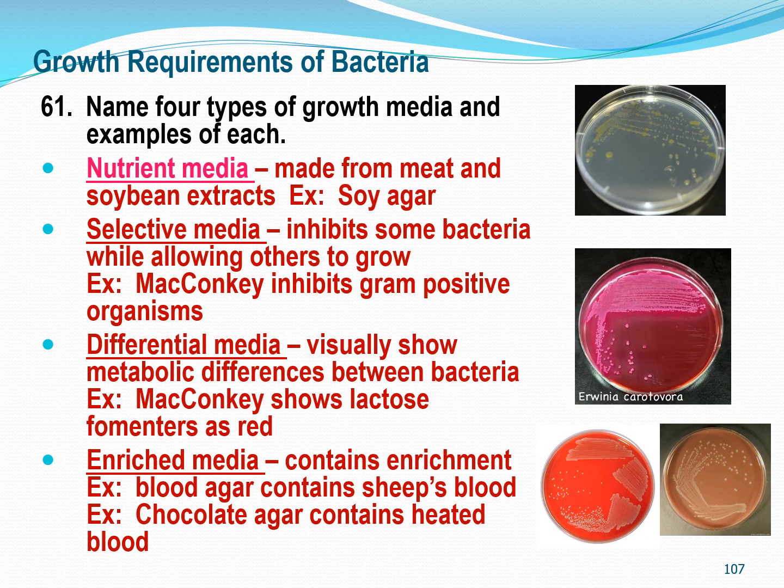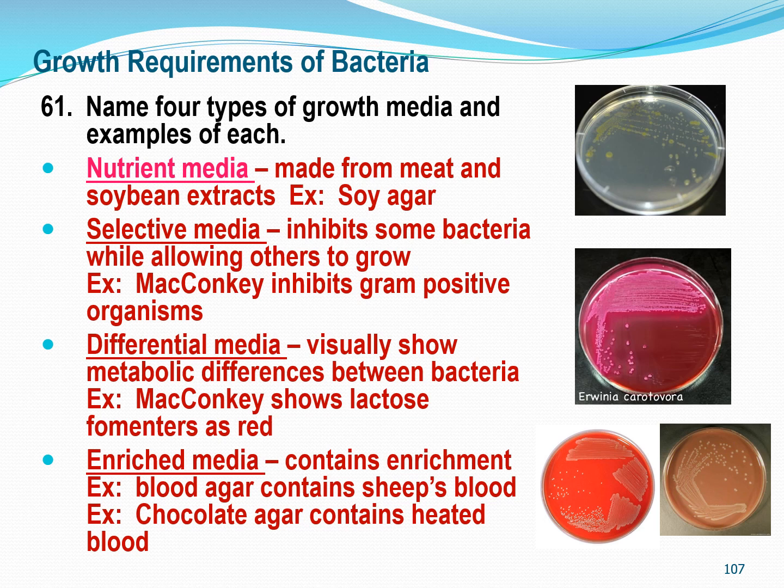There are different types of growth media, and we're going to give an example of some. There are nutrient medias. They're made from meat and soybean extracts, like soy agar. There's selective media, right? It inhibits some bacteria while allowing others to grow. There's the MacConkey. It inhibits gram-positive organisms. Then we have what we refer to as differential media. These visually show metabolic differences between bacteria. MacConkey shows lactose fermenters as red. So that's very helpful in us identifying certain types of bacteria.